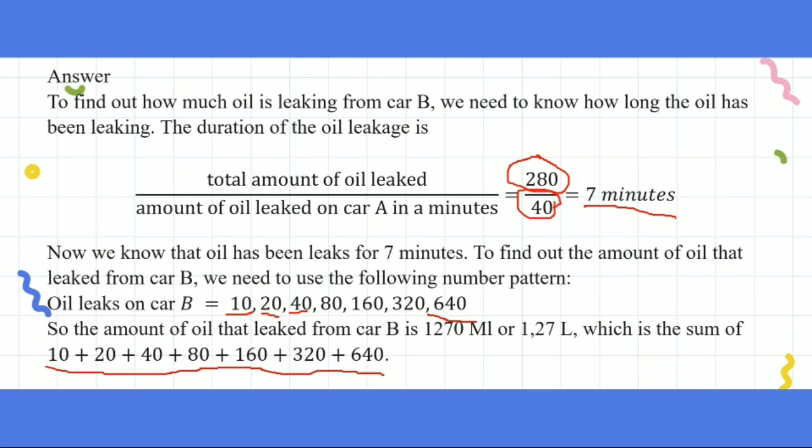So the total amount of oil that leaked is 1270 milliliters, or 1.27 liters. So I hope you can understand about this problem solving, guys.